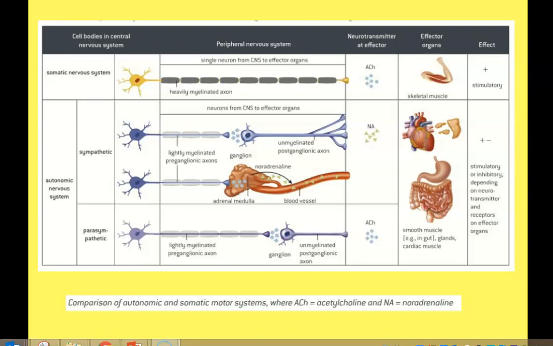Underneath that, you've got the sympathetic and the parasympathetic nervous systems. Sympathetic, remember, being your fight and flight. Parasympathetic being your rest and digest. Sympathetic, note that the neurotransmitter here is noradrenaline, and the neurotransmitter for the parasympathetic is acetylcholine again. And what they will do is they will either have a stimulatory or an inhibitory effect on parts of the body, such as smooth muscles in the gut, glands, or your cardiac muscle in your heart.